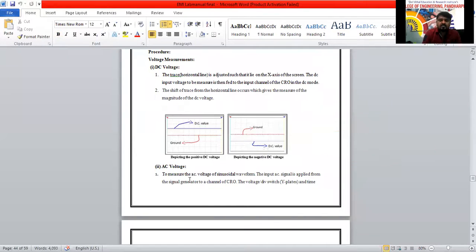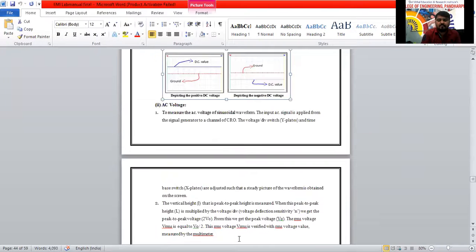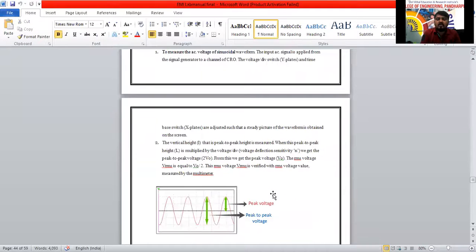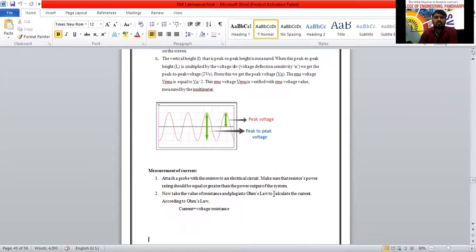Next one, the AC voltage. AC means what? Can anyone tell me the long form of AC? Alternating current. Alternating current means it consists of both positive and negative half cycles. For DC there is not much to learn, but for AC, alternating is the very important thing we have to consider. See here, this is the value of the positive half cycle, and this is the value of the negative half cycle.